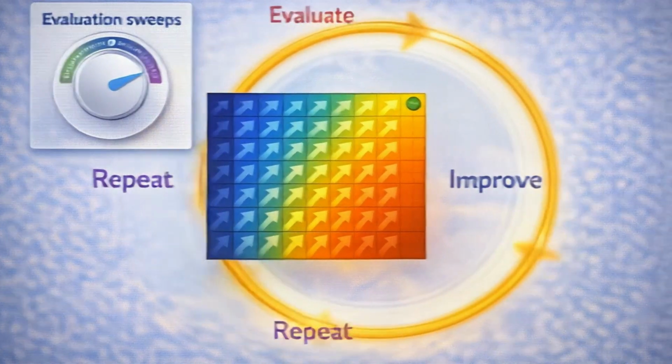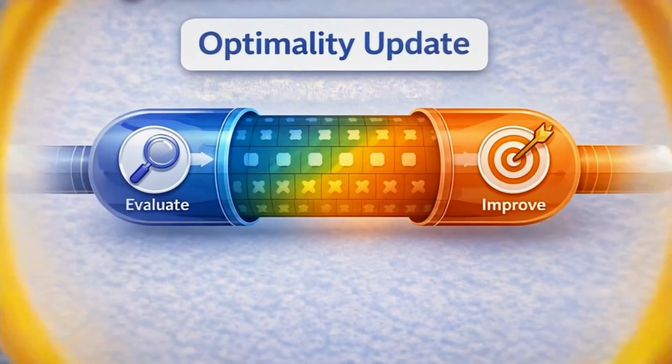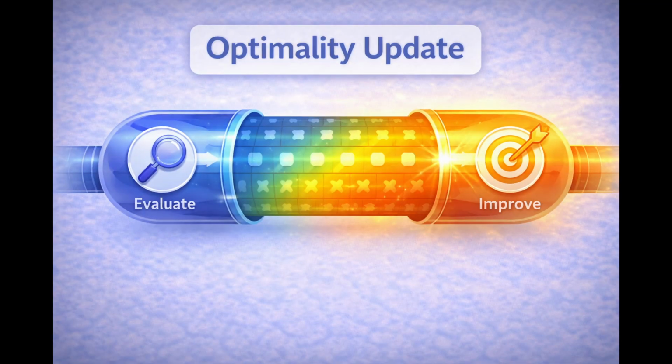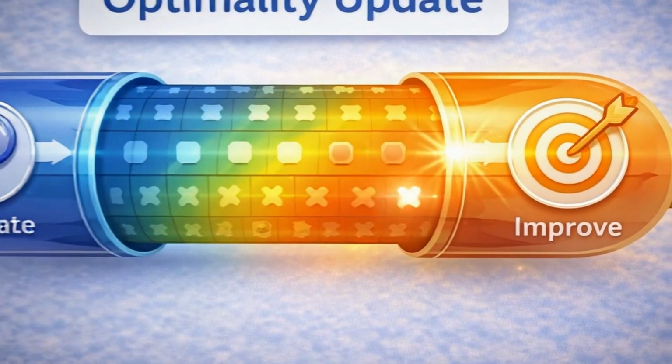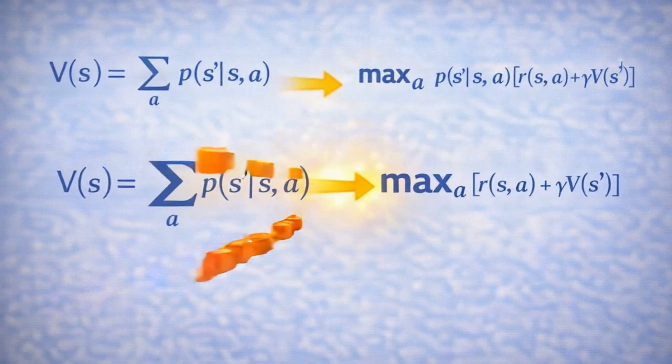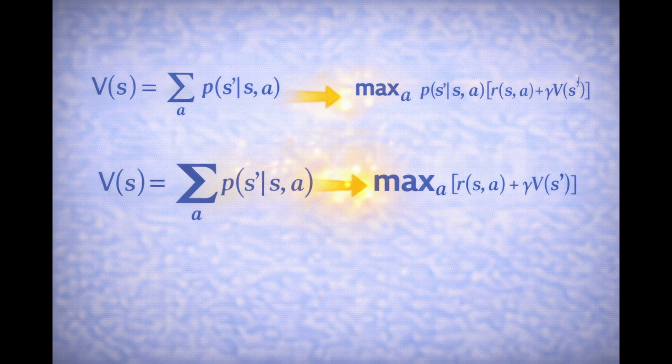Value iteration takes a different approach. It collapses evaluation and improvement into a single update rule. Instead of saying evaluate this policy, it directly updates the value function as if the agent will choose the best action from each state. This is the key conceptual switch. Policy evaluation uses an average over actions according to a policy, but value iteration replaces that average with a max. It's essentially asking, if I acted optimally from here, what value would this state have? And then iterating until that answer stabilizes.